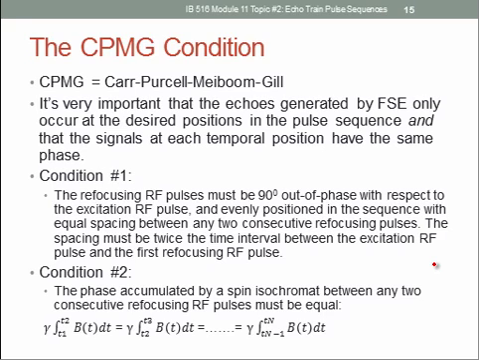So that is really what is called the Carr-Purcell-Meiboom-Gill condition. And I'll let you read this. There are two conditions, and I've mentioned them just briefly here. For a conventional fast spin echo sequence, these two must be adhered to, otherwise you will see artifacts in your image.